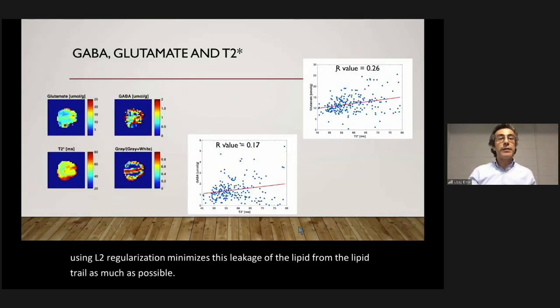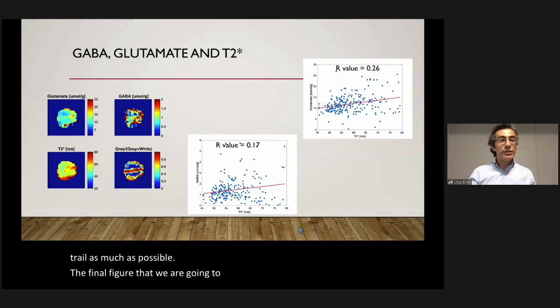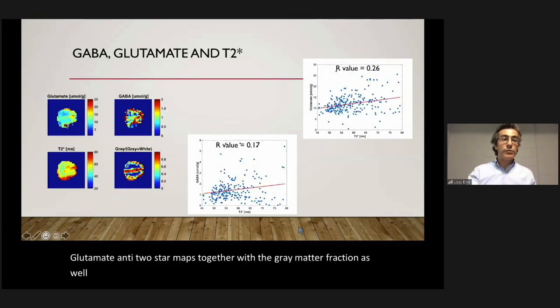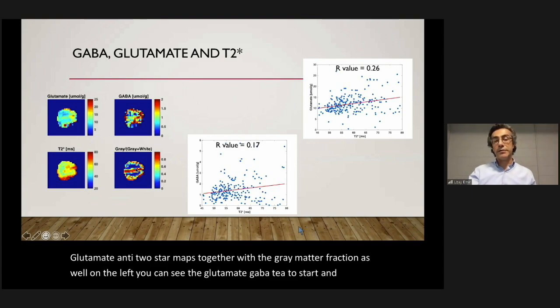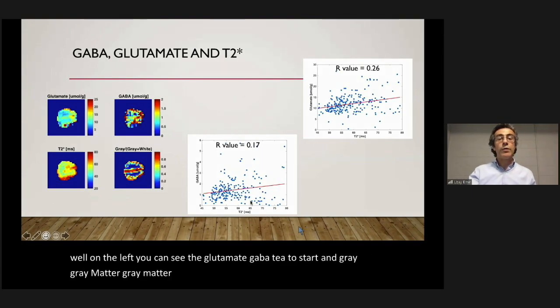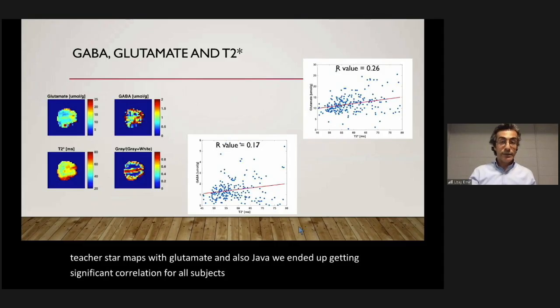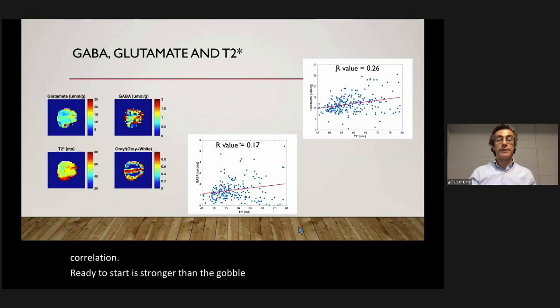The final figure that we are going to present in this presentation is GABA, glutamate, and T2 star maps together with the gray matter fraction as well. On the left, you can see the glutamate, GABA, T2 star, and gray matter fraction figures. When we correlate the T2 star maps with glutamate and also GABA, we ended up getting significant correlation for all subjects. However, the glutamate correlation with T2 star is stronger than the GABA versus T2 star correlation.